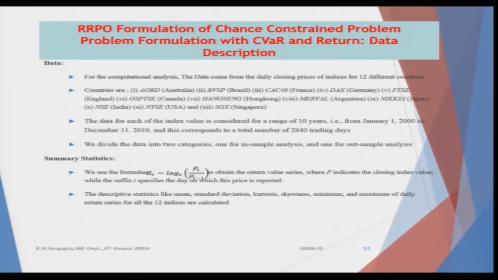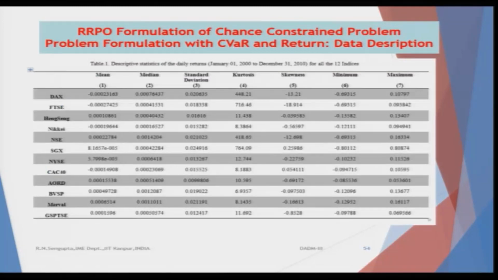The descriptive statistics like the mean, standard deviation, skewness, kurtosis, minimum and maximum of the daily returns of all these 12 scripts are given here. On the first column we have all the scripts, and the second till the last are the mean, the median, the standard deviation, the kurtosis, skewness, minimum value and the maximum value. So, you can utilize the data accordingly and then decide whether it should be the negative distribution, the loss distribution, or the positive distribution for the returns.